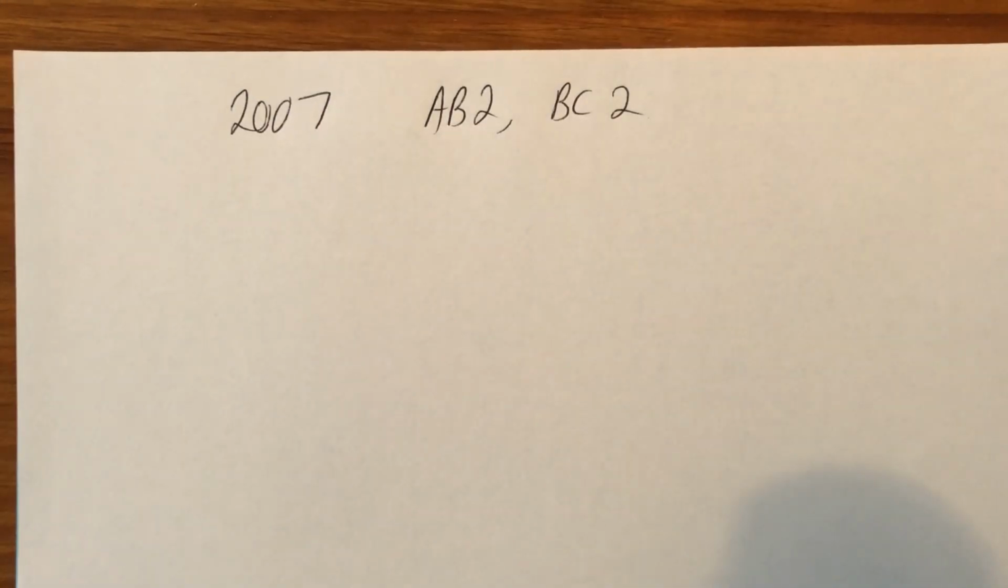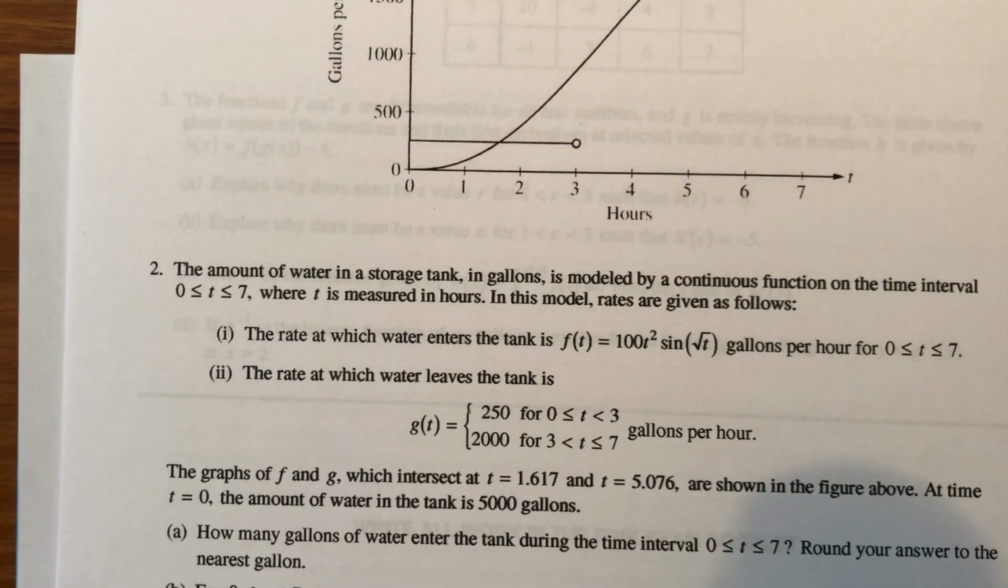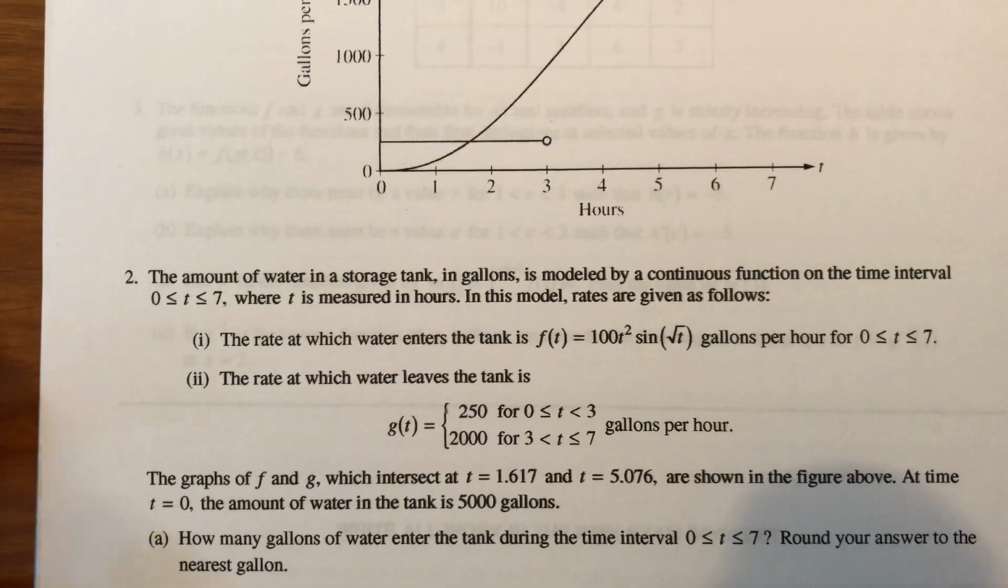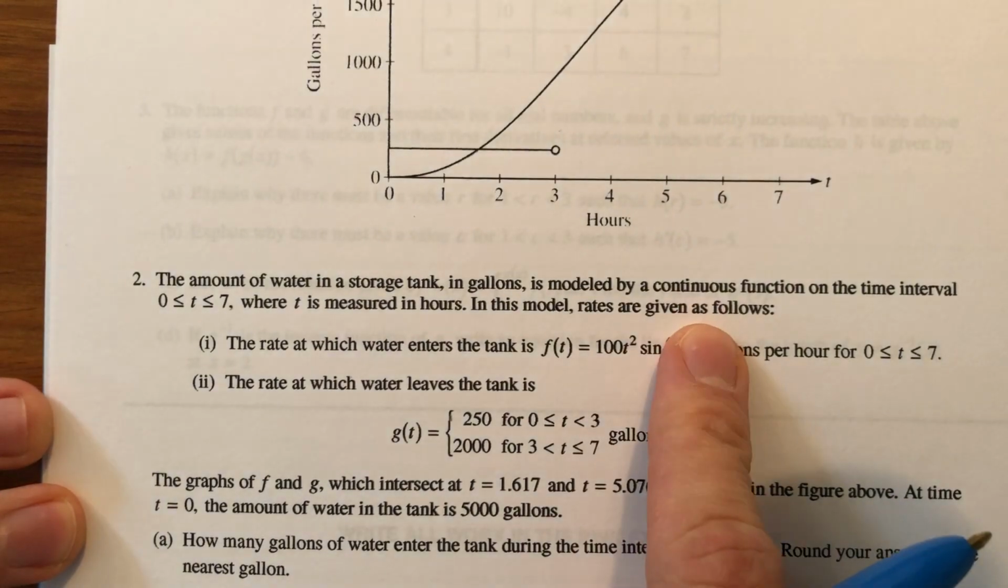2007, number 2 for A, B, and B, C. They both had the same problem for number 2. The amount of water in a storage tank in gallons is modeled by a continuous function on the time interval from 0 to 7, where t is measured in hours. In this model, the rates are given as follows.